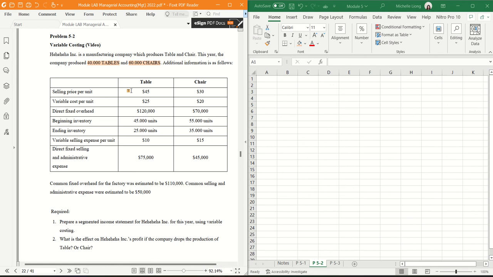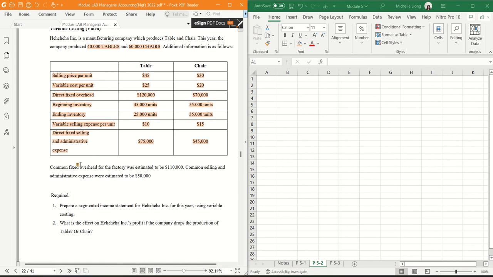The additional information are as follows: selling price per unit, variable cost, direct fixed overhead, beginning inventory, and then we have ending inventory, variable selling expense per unit, remember per unit, direct fixed selling and administrative expense. Okay, we got it here. And then the common fixed overhead for the factory. Common fixed overhead for the factory was estimated to be 110. Remember that it's estimated.